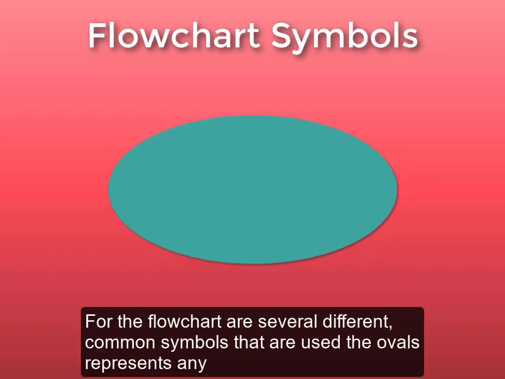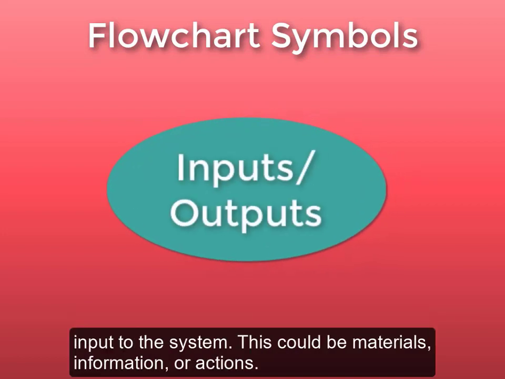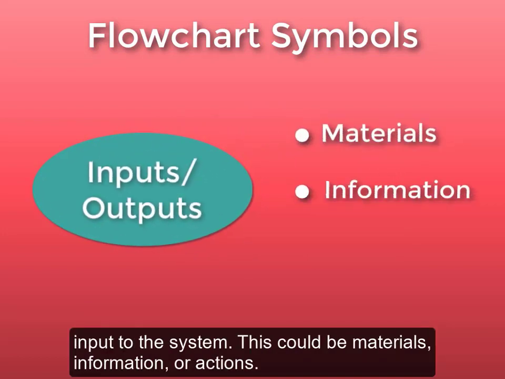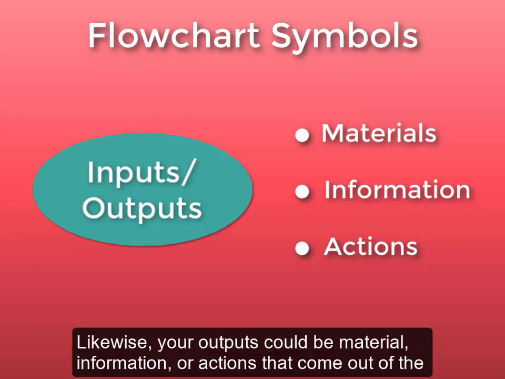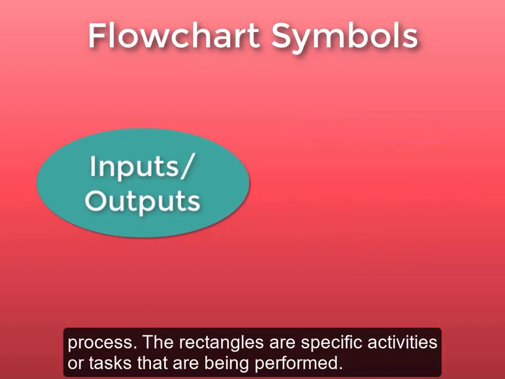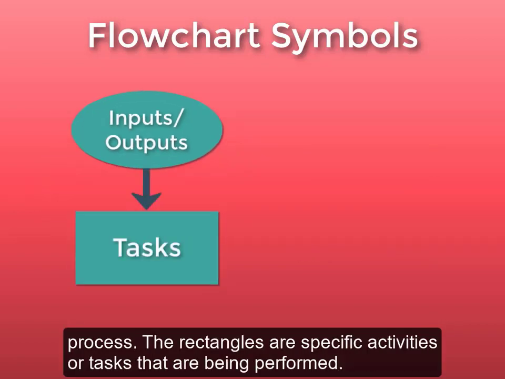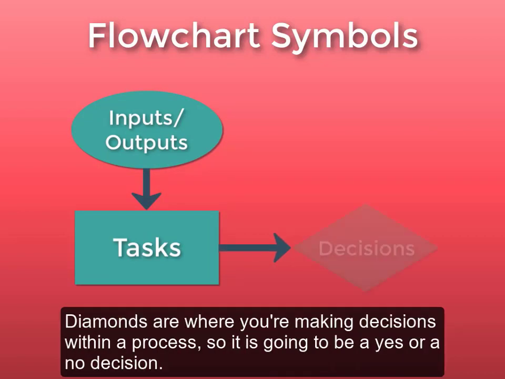For the flow chart, there's several different common symbols that are used. The oval represents any input to the system. This could be materials, information, or actions. It also represents the outputs of a process. Likewise, your outputs could be material, information, or actions that come out of that process. The rectangles are specific activities or tasks that are being performed. The diamonds are where you're making decisions within a process, so it's going to be a yes or no decision.